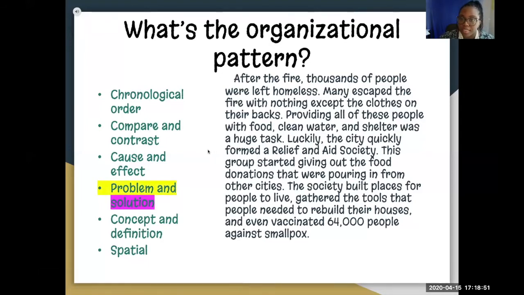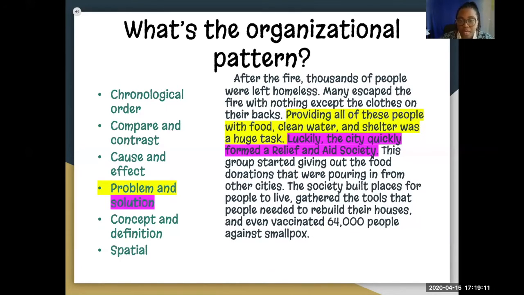And if you notice, we've got one big problem, but we've got a lot of solutions, okay? So the overarching solution is that the city made a relief and aid society, but then the rest of this paragraph talks about all the different things that the relief and aid society did, okay?